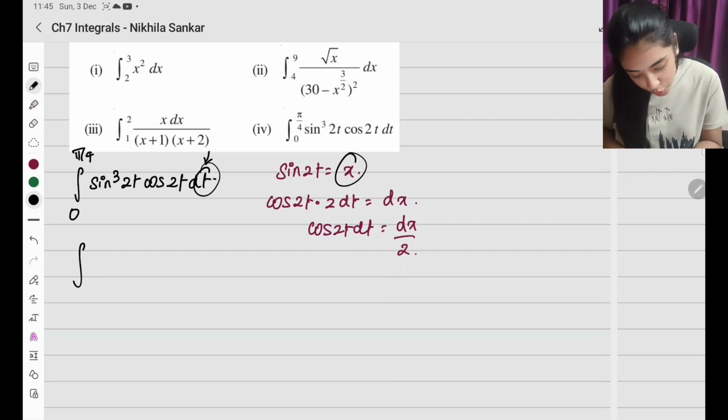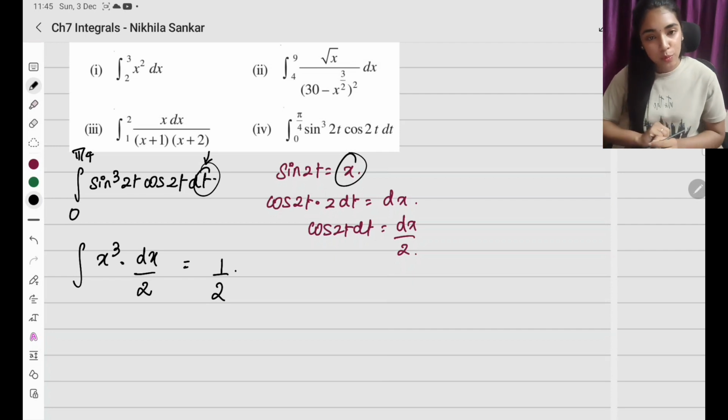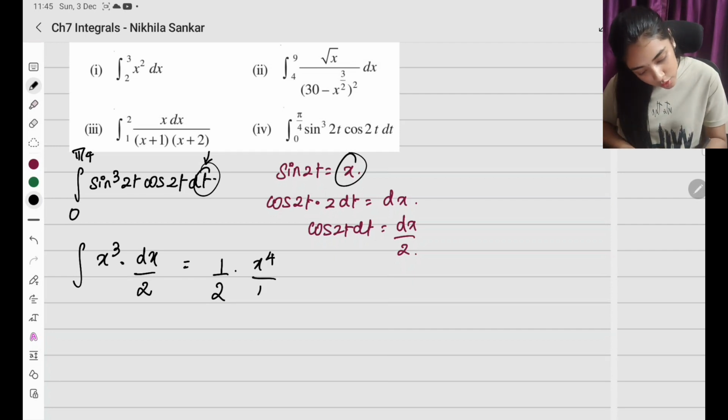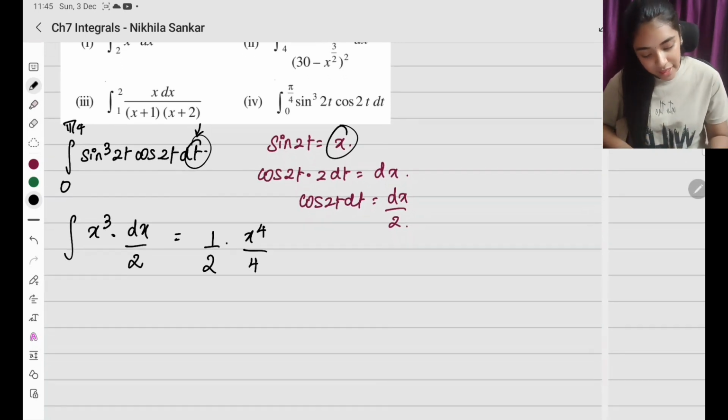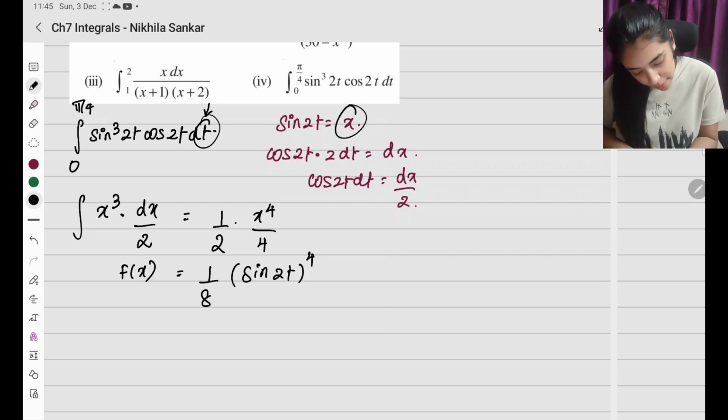So sin cube 2t is going to be x cube times cos 2t dt is going to be dx divided by 2. So when I find the integral, 1 by 2 times x cube dx is going to be x power 4 divided by 4. Okay, when I resubstitute for x, what do I have? 1 by 8, 4 2s are 8. X power 4 is going to be sin 2t the whole power 4. So this is going to be my capital F of x.